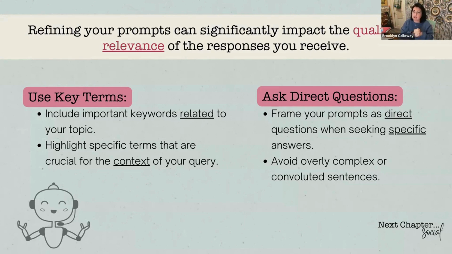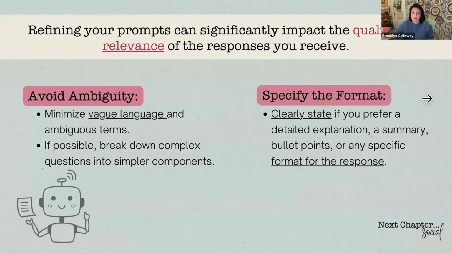Ask direct questions. Frame your prompts as direct questions when seeking specific answers. The more direct you are, the more specific you'll get. Avoid overly complex or convoluted sentences. Simple, less is more. Okay, avoid ambiguity. We kind of said that already, but we're going to say it again. Minimize your vague language and ambiguous terms. And again, on that questionnaire, you're going to see how to do that.